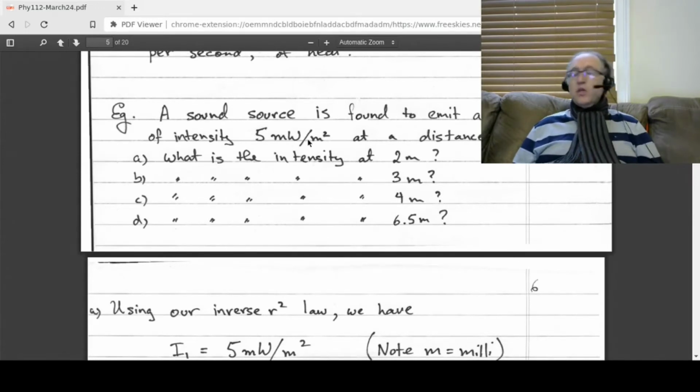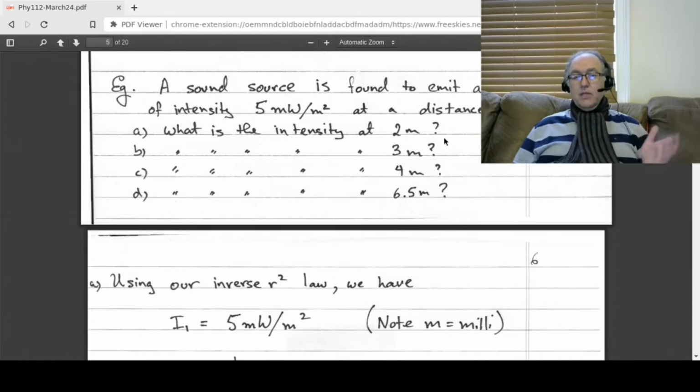A watt per meter squared is pretty big. Okay, that's pretty loud. So this is usually measured in milliwatts. So once again we have a sound source with intensity 5 milliwatts per meter squared, and that's at a distance of 1 meter. Now if you heard 5 milliwatts per meter squared at 1 meter, what would you hear at 2 meters? What intensity would you hear at 3 meters? What intensity would you hear at 4 meters? What intensity would you hear at some arbitrary distance?